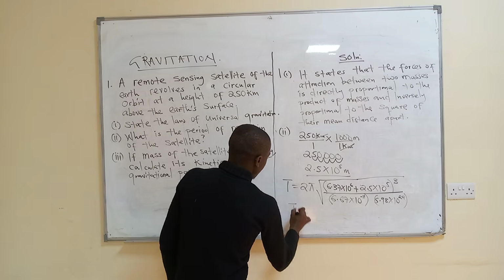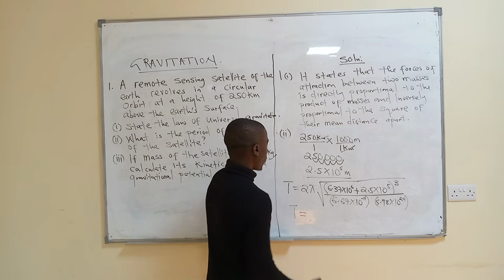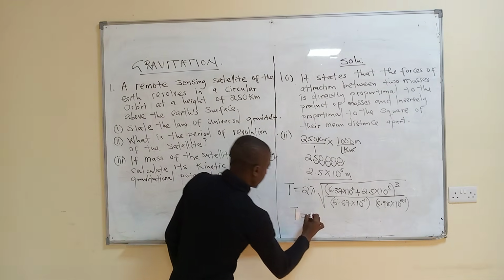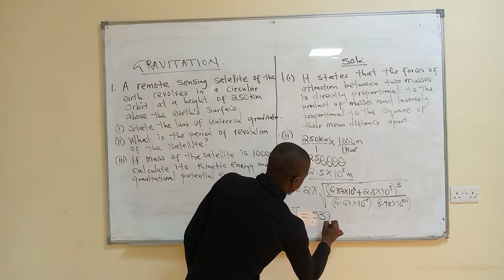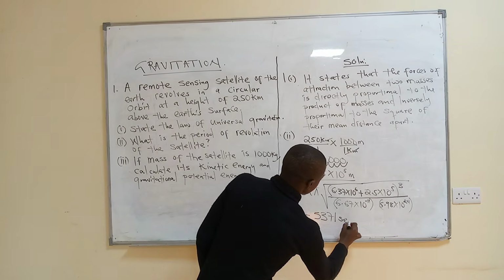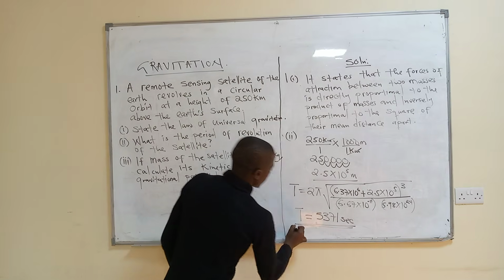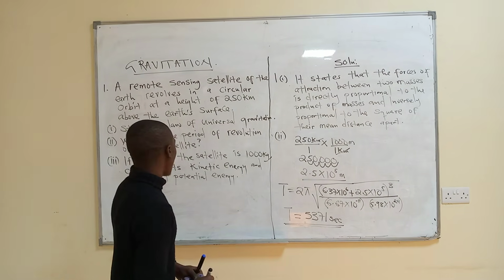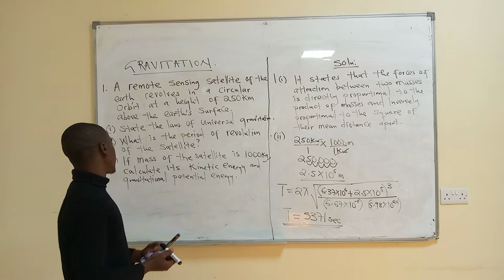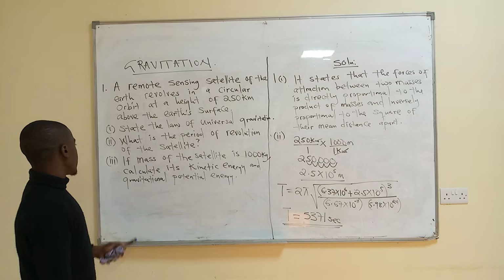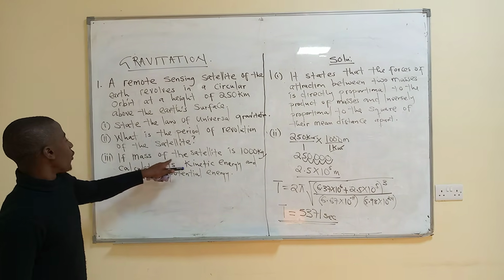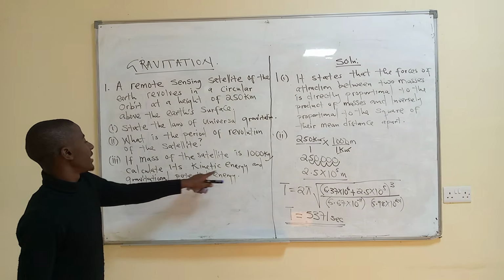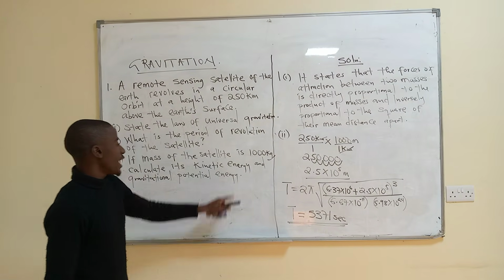So if you punch everything on the calculator, what is the final answer for the period? 53.71 seconds. So this was the required solution at T2. Apart from that, we can now proceed to the last question, where they are saying if the mass of the satellite is 1000, calculate its kinetic energy and the gravitational potential energy.